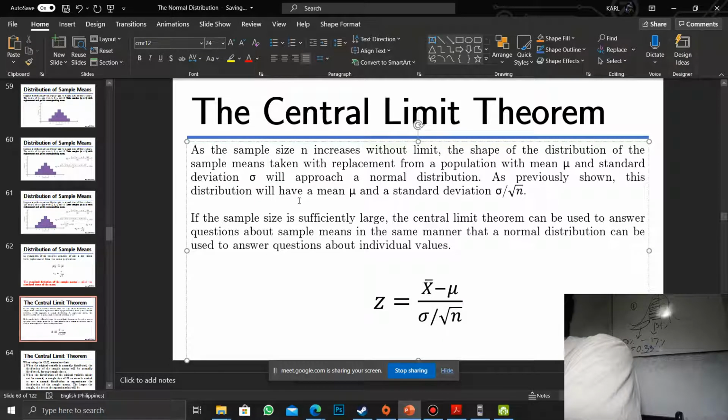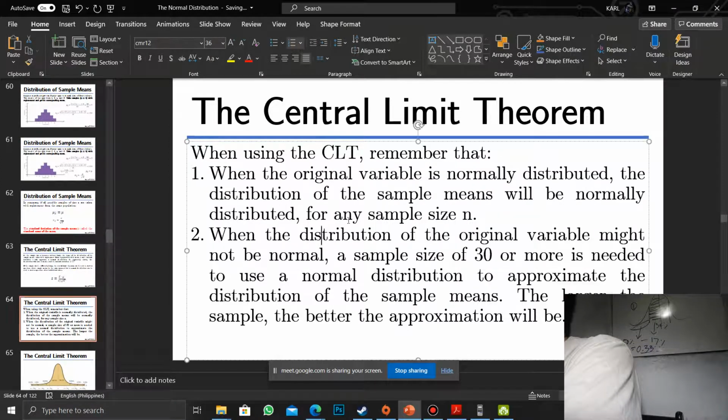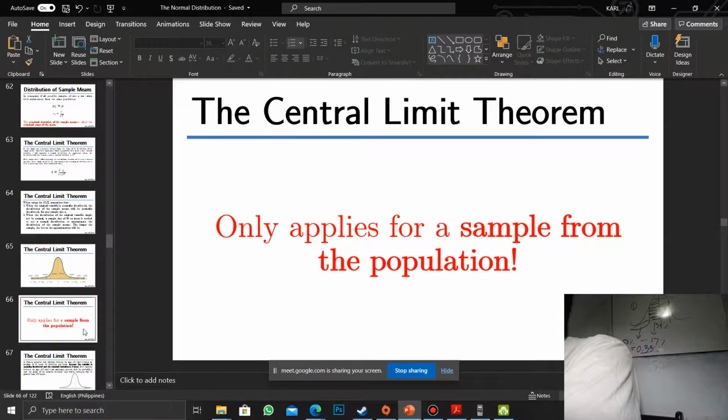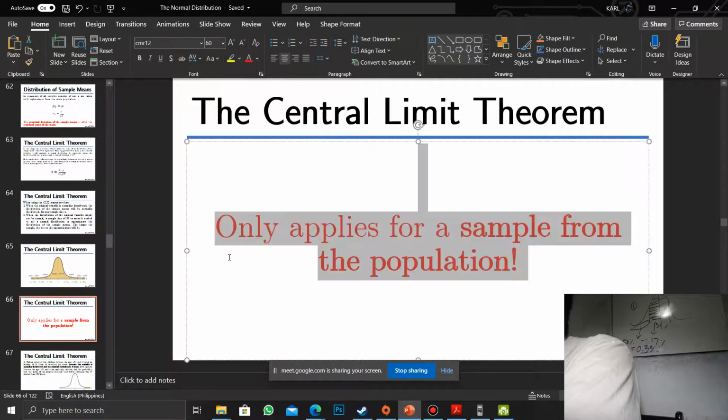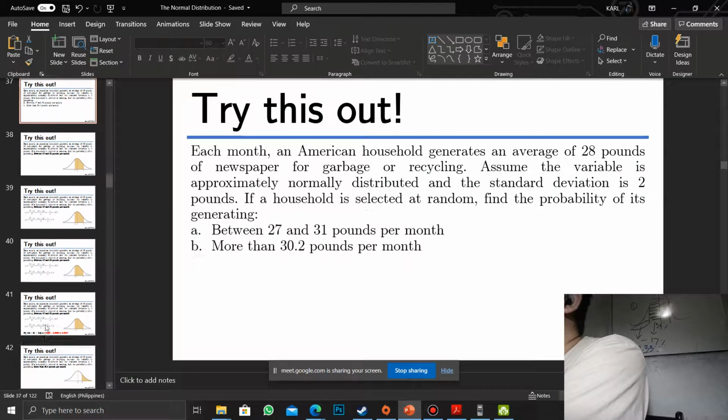And yung gagamitin nating values, abangan nyo na lang, no? Basta, yung z-score, if we're going to take samples, ito yung makukuha natin. Kailangan parati, guys, normally distributed, no? Tandaan nyo, guys, yung central limit theorem only applies for a sample from the population. Kumbaga, kumuha ka na sample. Bakit, guys? Bakit? Ano napansin nyo kanina? Ano napansin nyo sa ginagawa natin kanina?